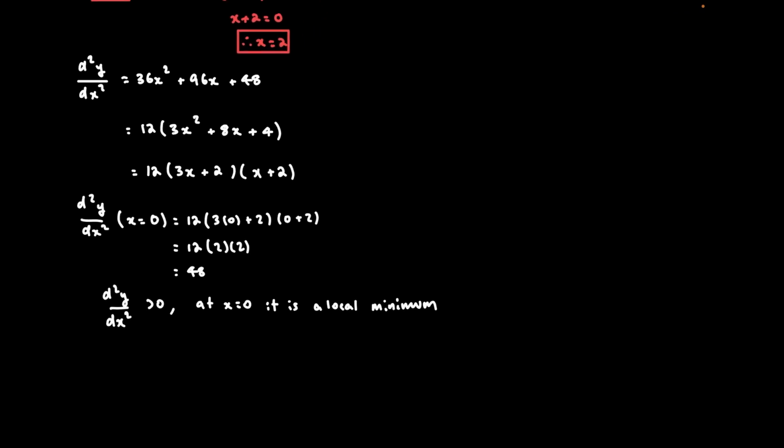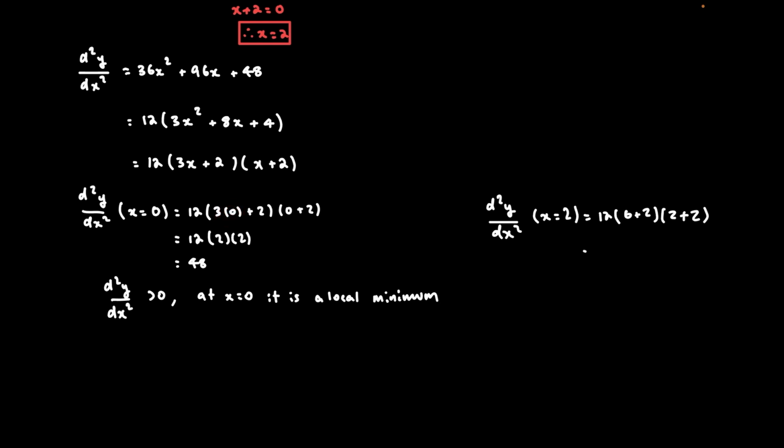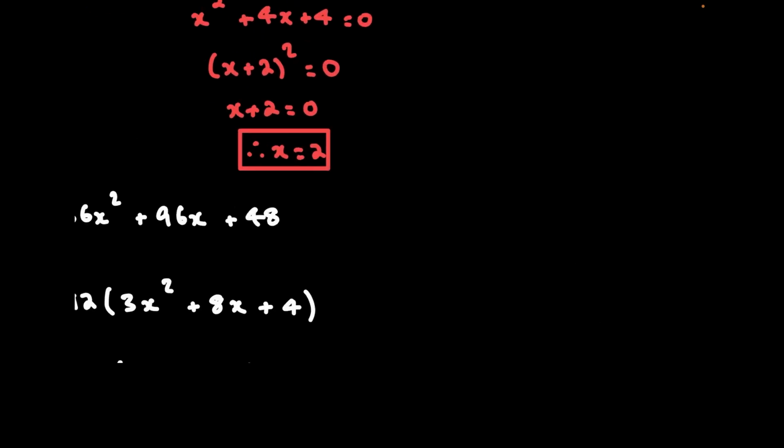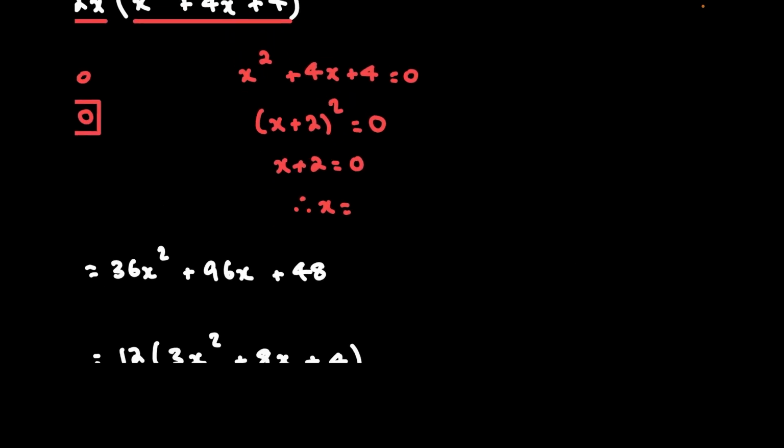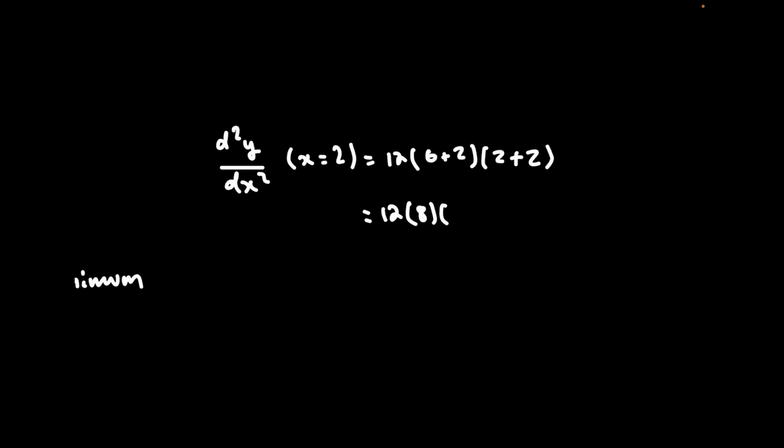Now we just have to do the same thing for the other value of our double derivative. So when we're solving for this, d squared y over dx squared, when x equals 2, is simply 12 times 6 plus 2 times 2 plus 2. And I got 6 by simply doing 3 times 2. And that would be equal to 12 times 8 times... Have I solved this incorrectly? Okay, I have solved it incorrectly. I meant to say x equals negative 2. Okay, so now let's actually solve it properly.